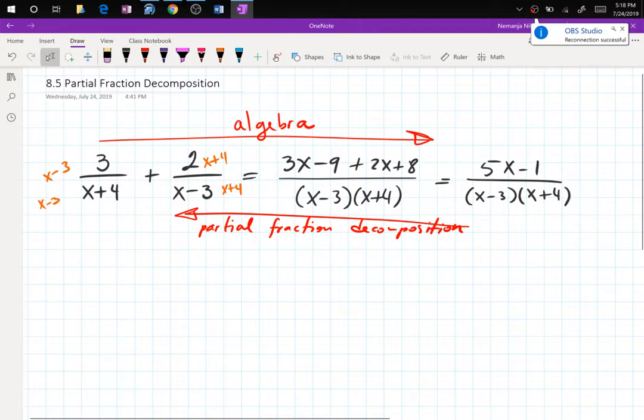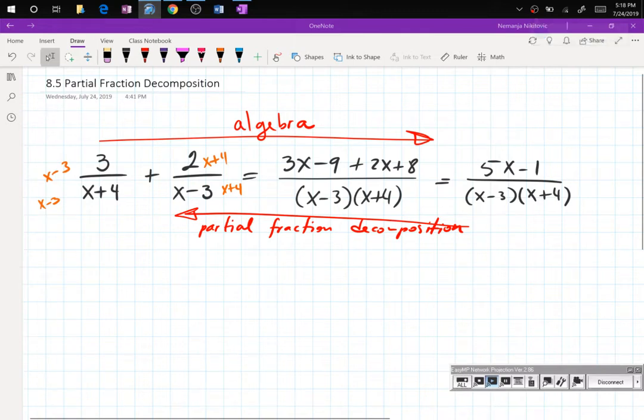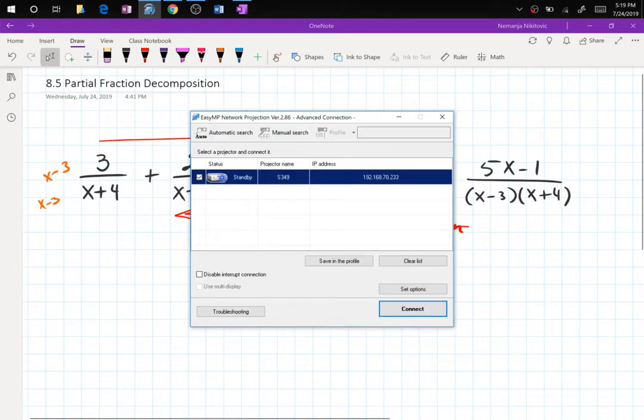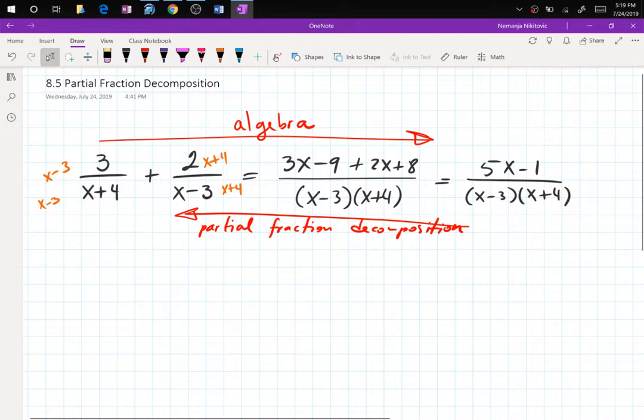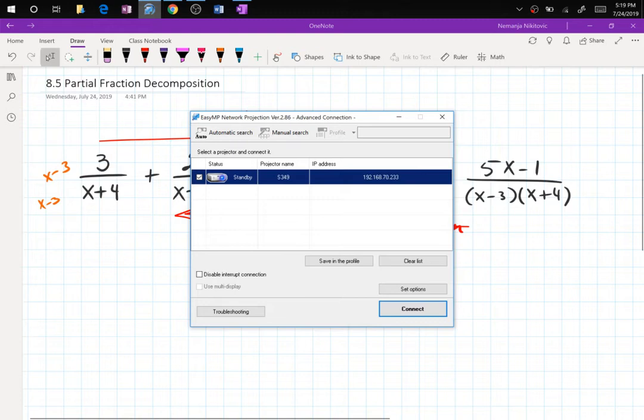and reconnected. Well, let's see. So the network cut out, and the projector now is giving us issues.